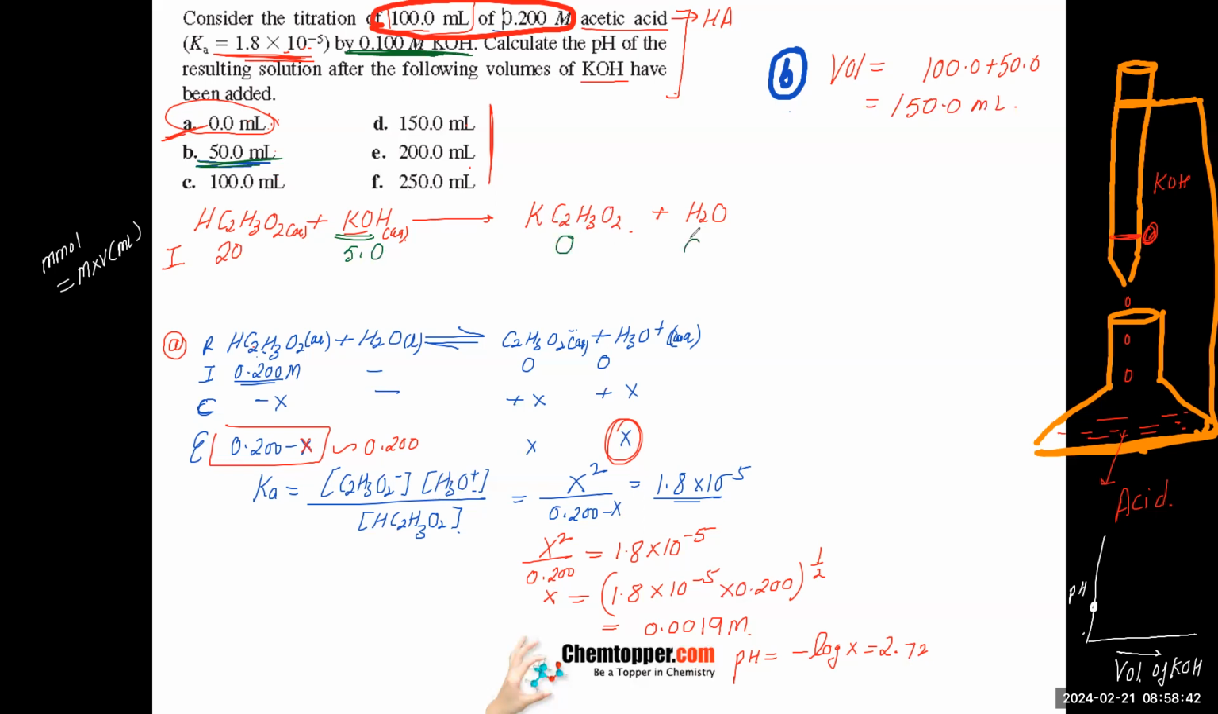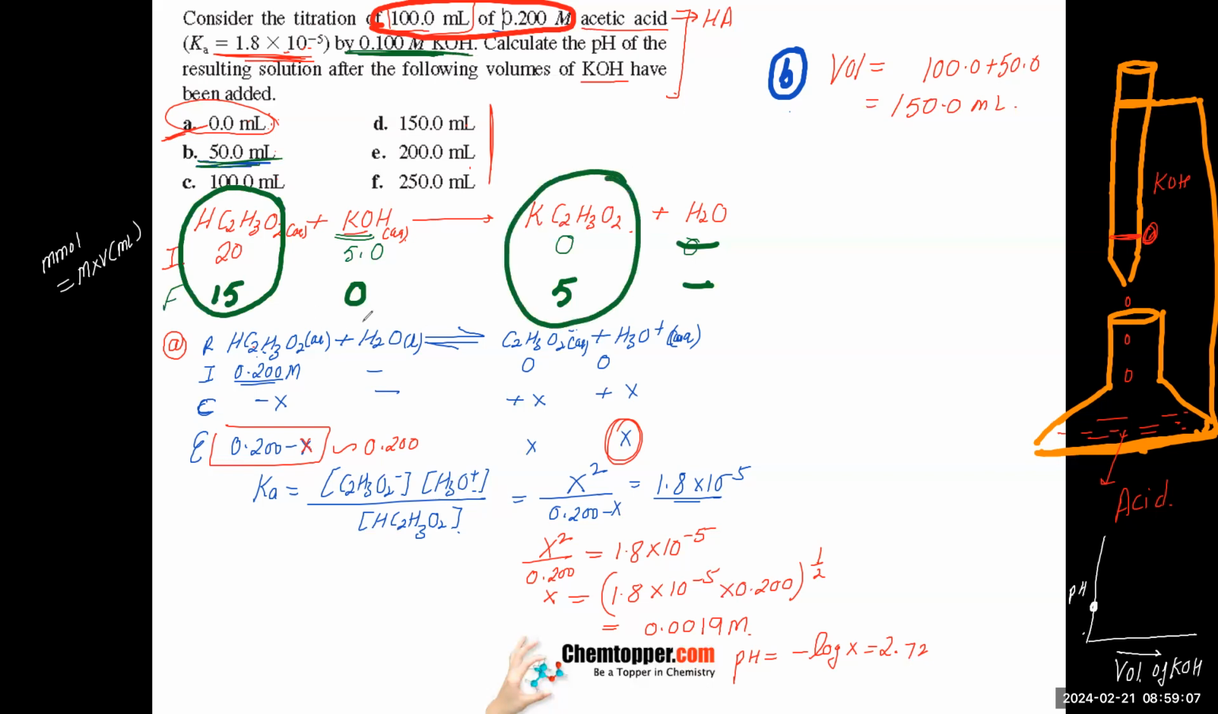Initially, this is 0, this is 0. Finally, who is the limiting reactant here? KOH, 0. How much of this acetic acid? 15. How much of this? 5. Water? Let's ignore it. You know what this is? It's a buffer. Now you are with a buffer: a weak acid with its conjugate base. These two make a buffer. For the B part, I will use the Henderson equation.